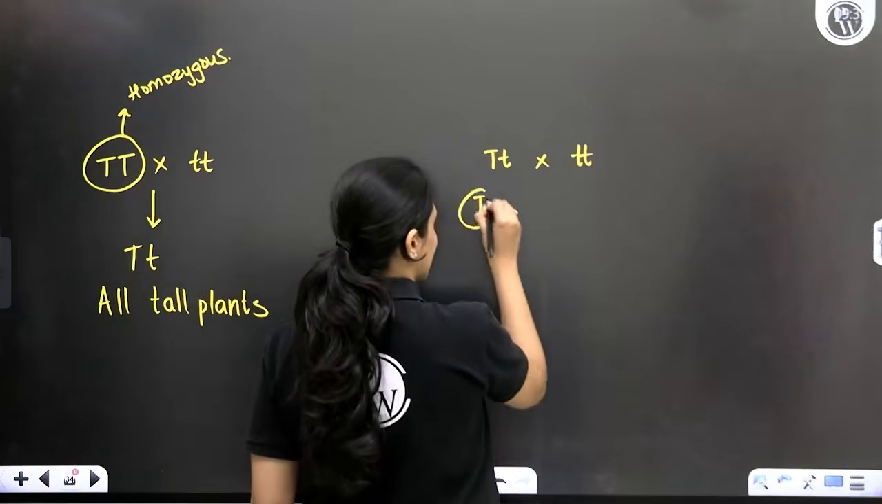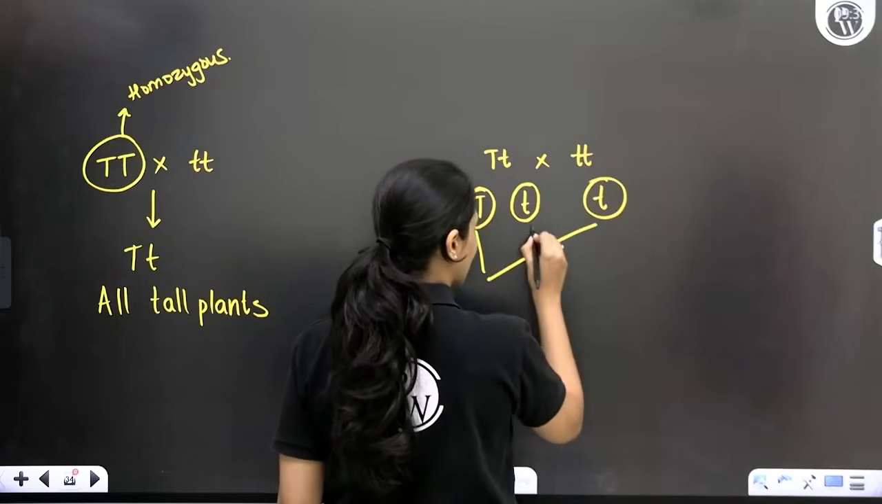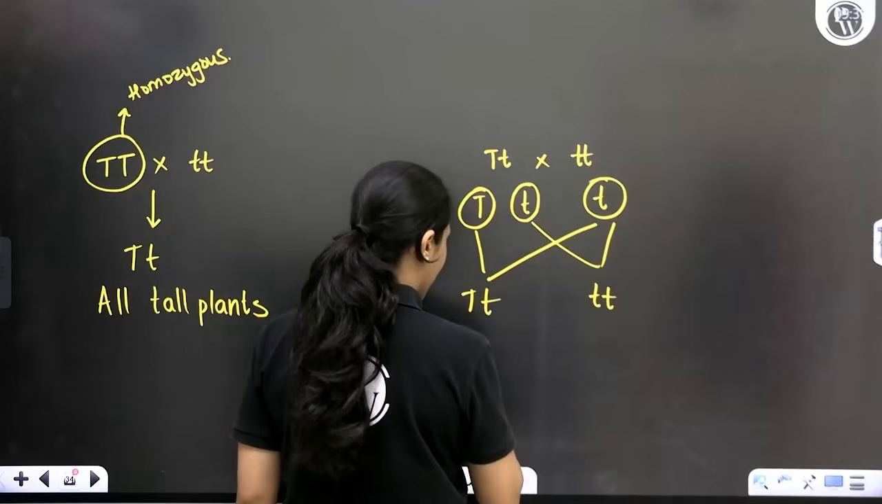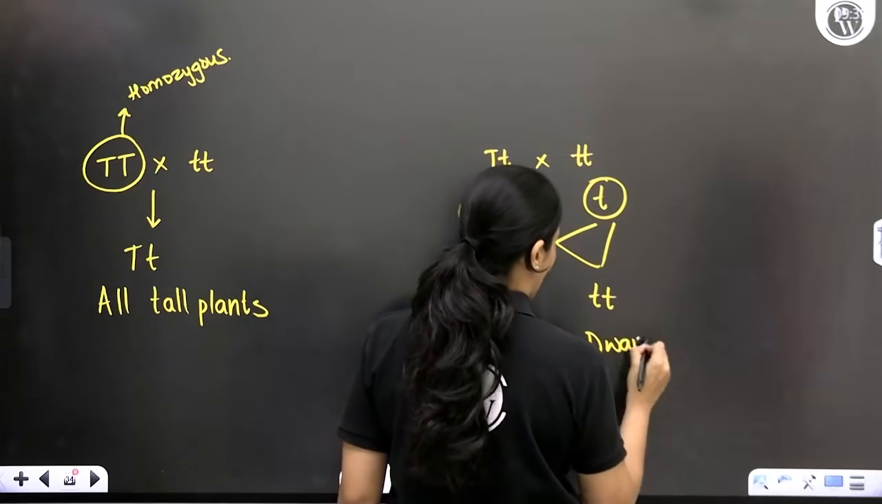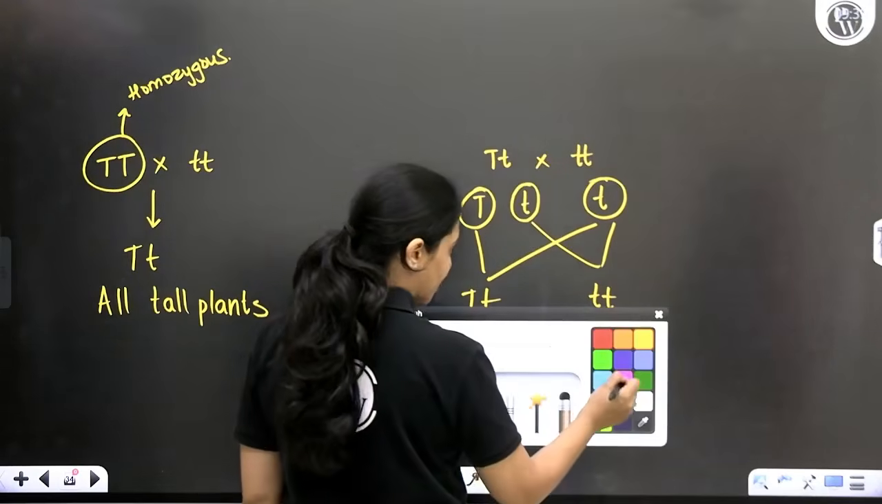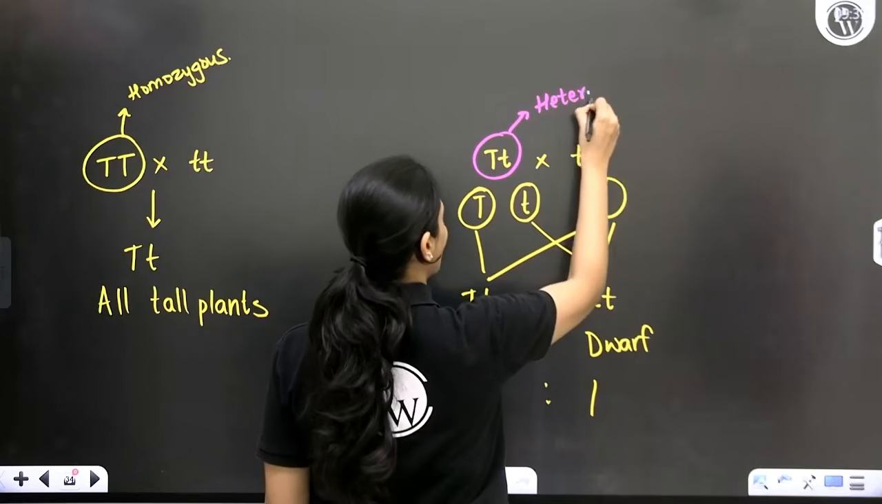Here, since it's heterozygous, you have two different types of gametes. Here you have only one type of gamete. If you get tall and dwarf plants in the ratio 1:1, you can say that this plant was heterozygous.